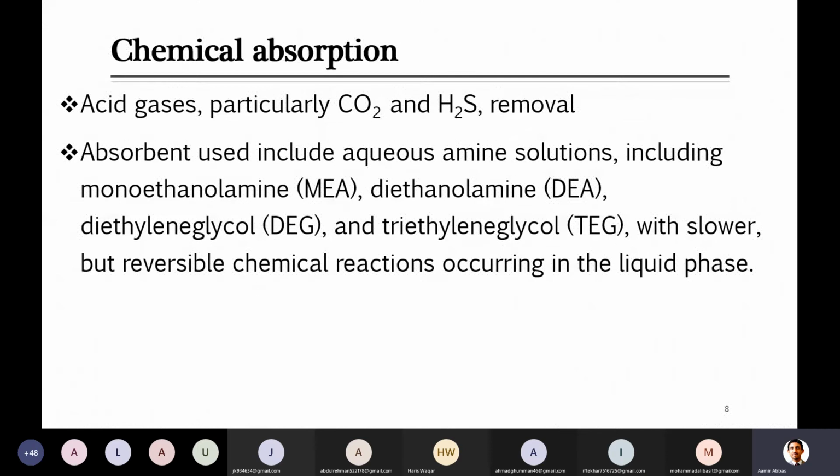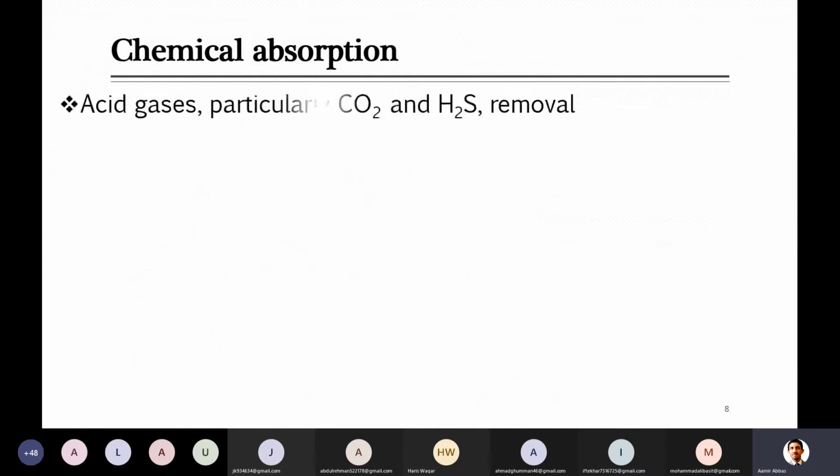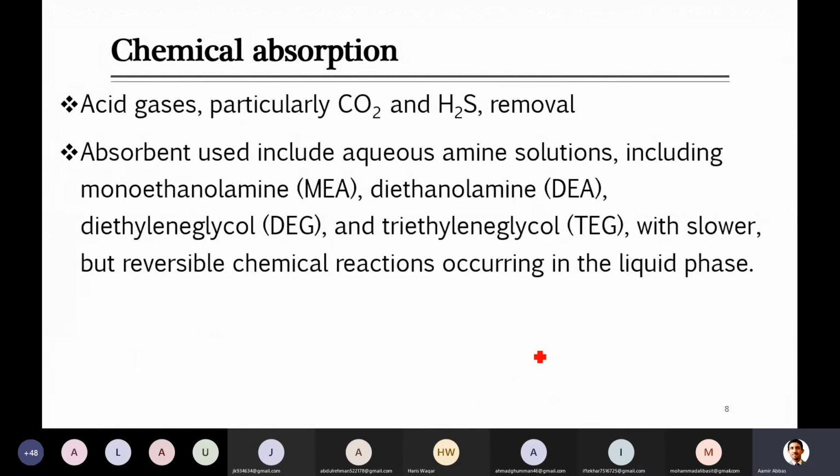Why are these used, although we can use the aqueous solutions of the bases discussed in the last point? Because that is an irreversible reaction: salt and water are produced, and that's it. But when you are dealing with CO2 and H2S and you want to use a solvent which can be recovered and reused, these are the solvents commonly used in industry. They react with CO2 and H2S, but the reaction is reversible, so you can reverse it, recover those solvents, and bring them back.